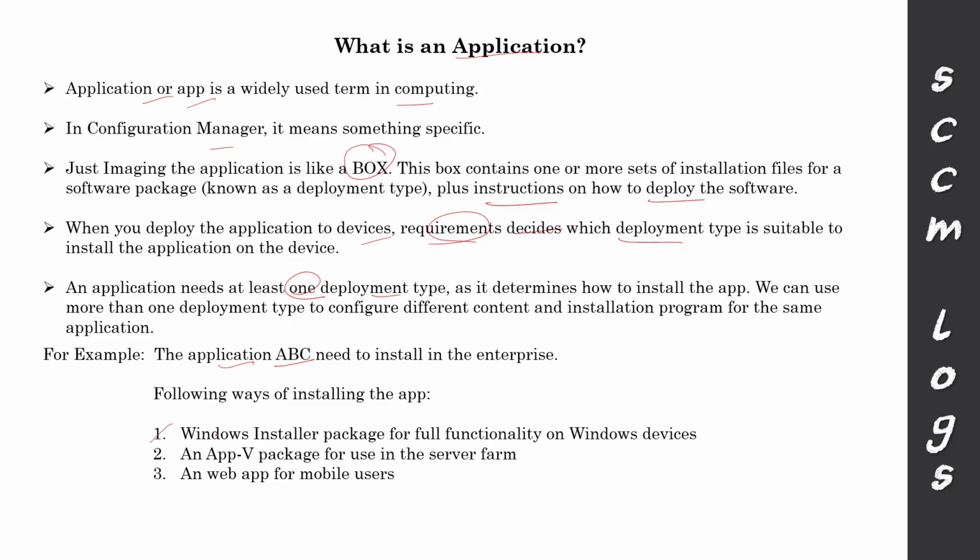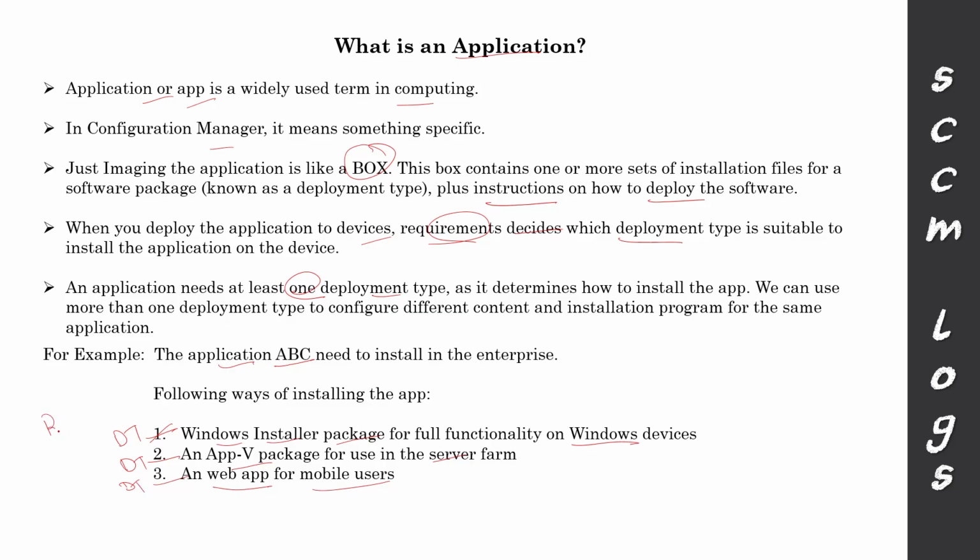One way, we can install using a Windows Installer package. We can create a package and deploy it to all Windows devices, and that will install the application. For server farms, we can use an App-V package, and for mobile devices, we can use a web package. Like that, we can create different deployment types: one deployment type for Windows, another for server farms, and another for web app.